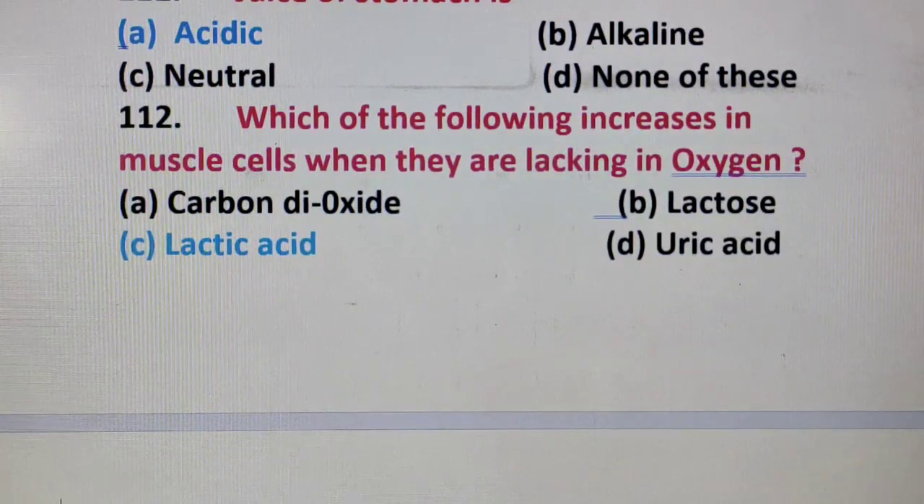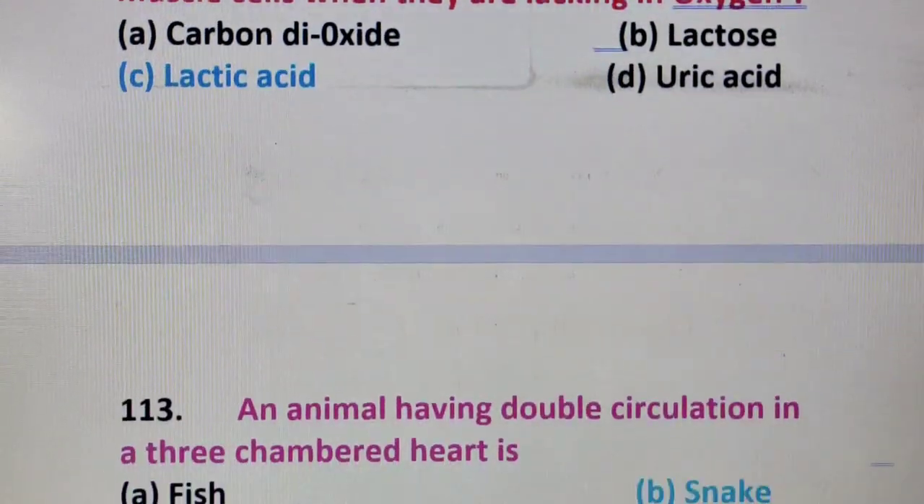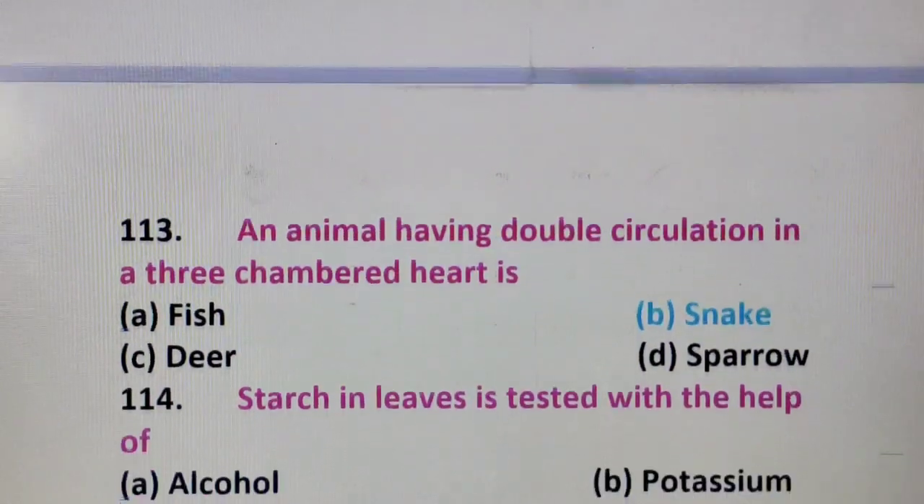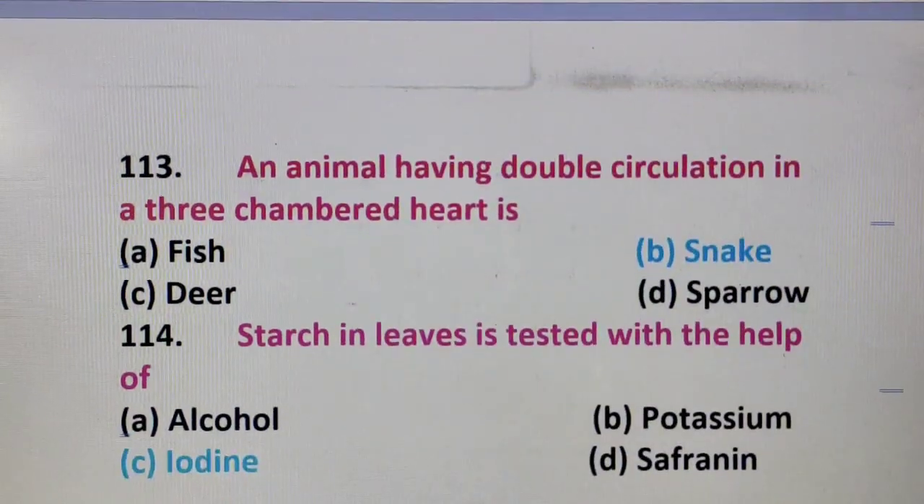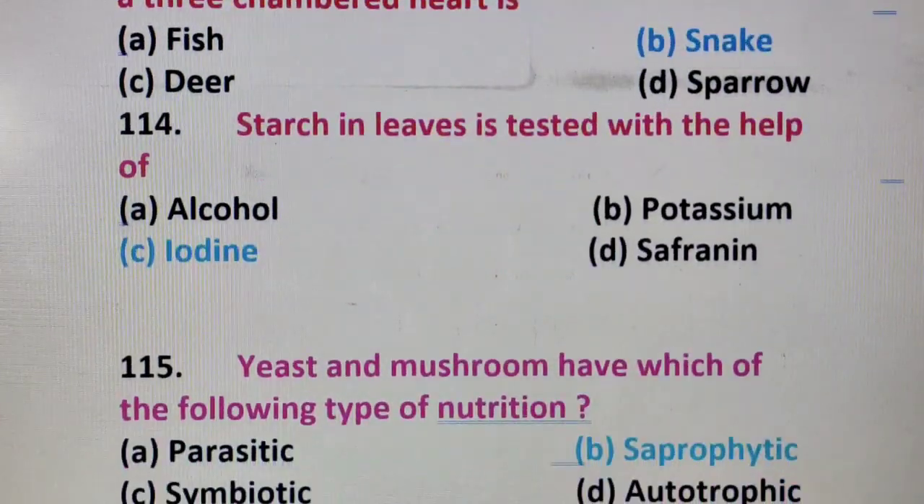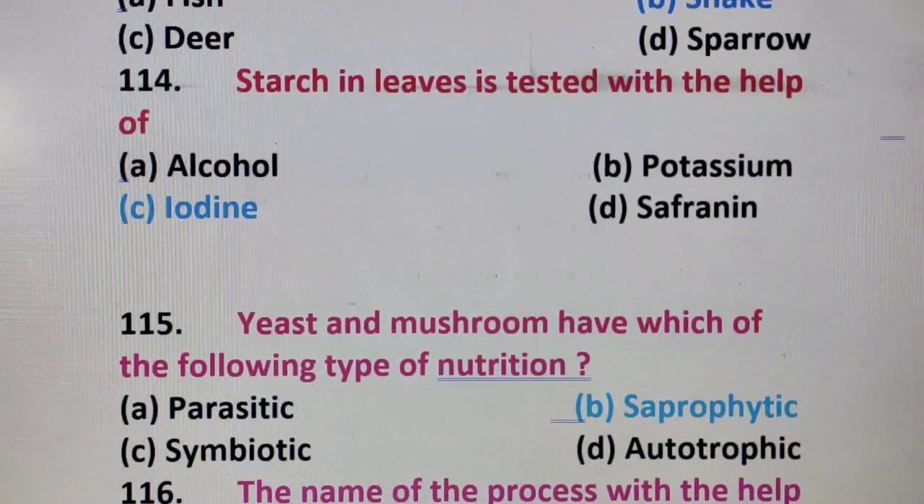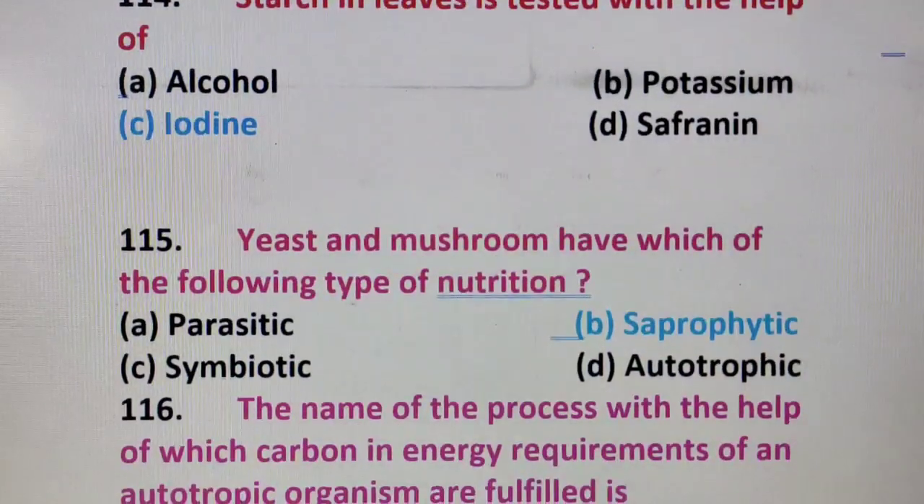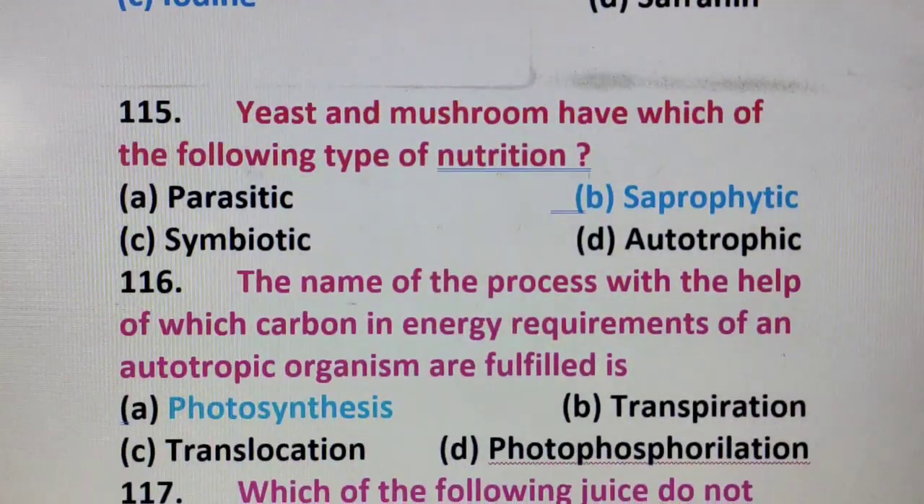Which of the following increases in muscle cells when they are lacking oxygen? This lactic acid is formed in anaerobic respiration. An animal having double circulation with a three-chambered heart is the snake. Starch in leaves is tested with the help of iodine. Yeast and mushroom have which type of nutrition? Saprophytic nutrition, that is, they derive food from dead or decaying matter.